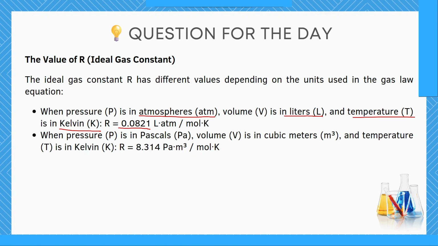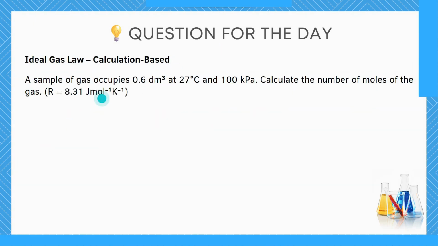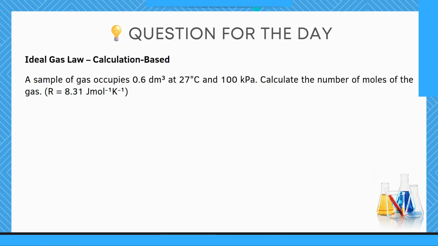In our own case, R was given to us as 8.31, which is this value here. And pressure has to be measured in pascals, volume has to be measured in cubic meters or m³, and temperature has to be measured in Kelvin. That tells us that we have a lot of converting to do before we even talk about solving this question.